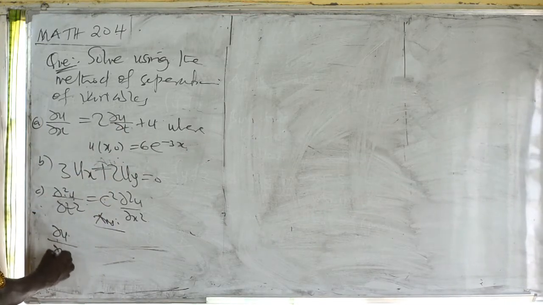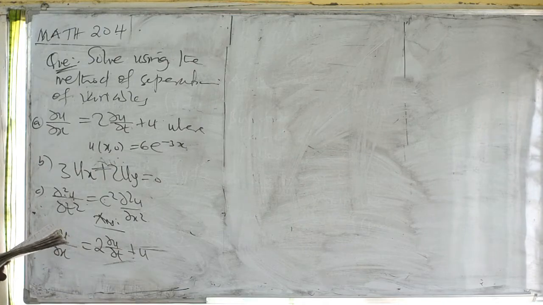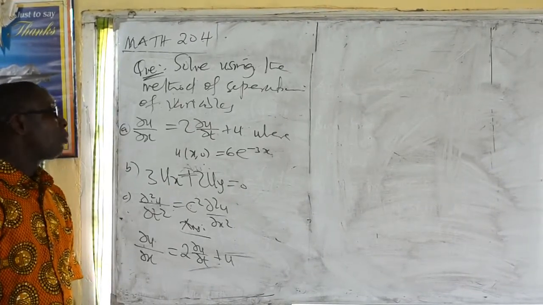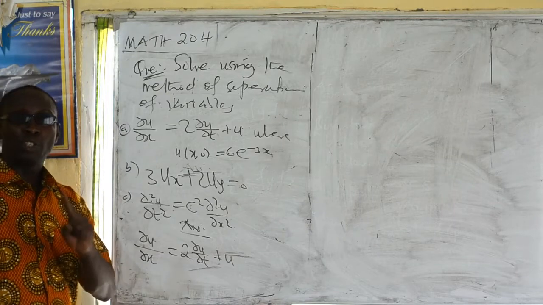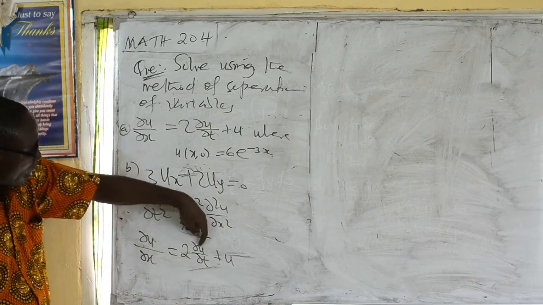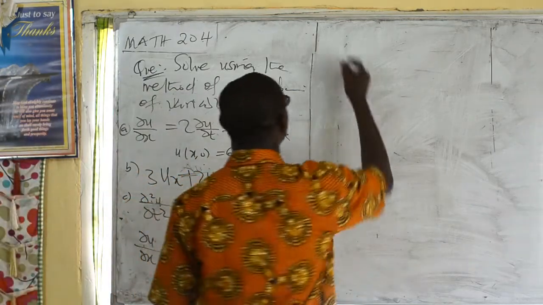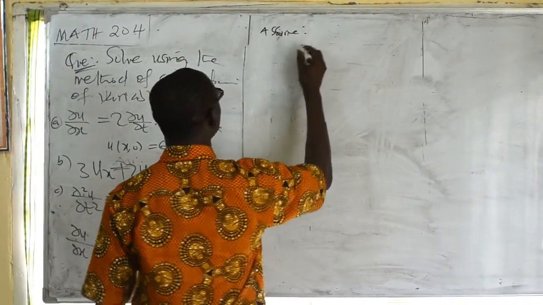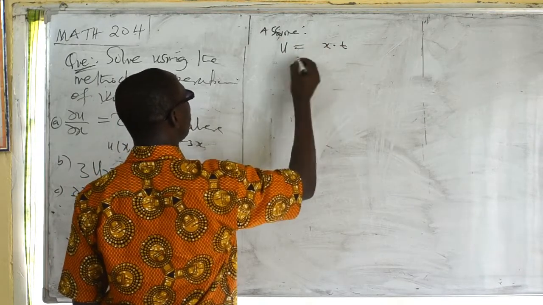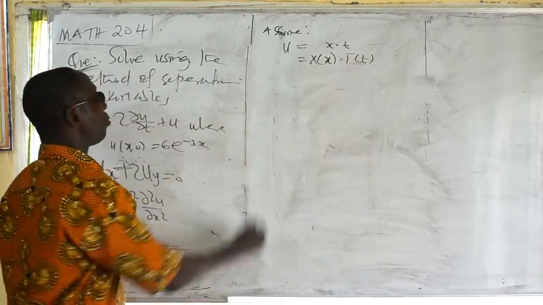du/dx is equal to 2 du/dt plus u. Now let us look at something interesting. We said that in the method of separation of variables, you assume what? The dependent variable is equal to the product of the independent variables. The dependent variable is this one, and the independent variables are these. So we have to assume the dependent u is a product of a function of x and a function of t.